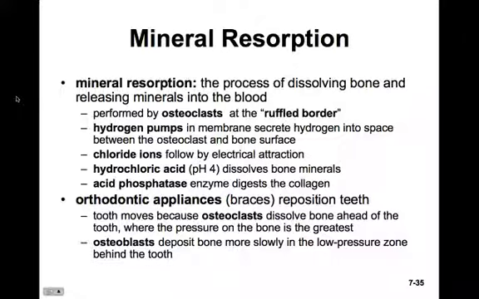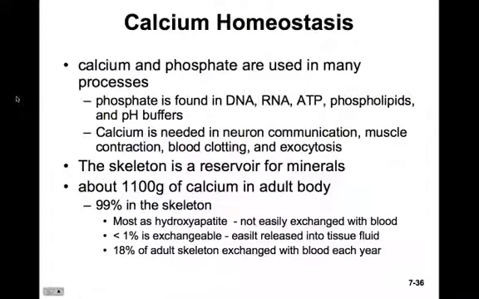Now, we frequently use orthodontic appliances like braces to reposition our teeth. The tooth moves because of a balance of osteoclast and osteoblast activity. When you're pulling on the tooth, the osteoclasts are going to dissolve the bone ahead of the tooth where the pressure on the bone is the greatest. And then osteoblasts actually deposit more bone slowly in the lower pressure zone behind the tooth. This causes the tooth to actually be permanently moved by the braces. That's pretty cool.